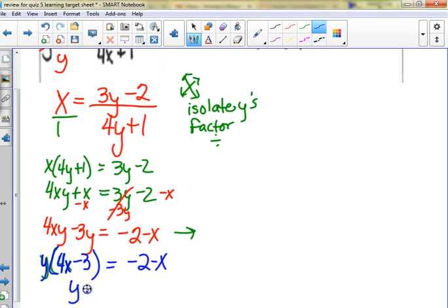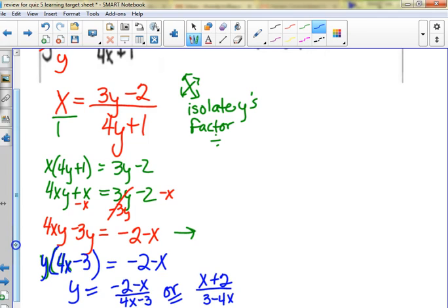Now what? Just divide by this mess. So we get negative 2 minus x over 4x minus 3. There are equivalent ways to write that, okay? If you changed the signs on the top, you'd have a positive x plus 2, and you changed all the signs on the bottom, you might have a 3 minus 4x. That looks a little prettier, so that's probably how a book would write it. But they're equivalent. That's my job, to figure out if what you did is equivalent. Any questions?